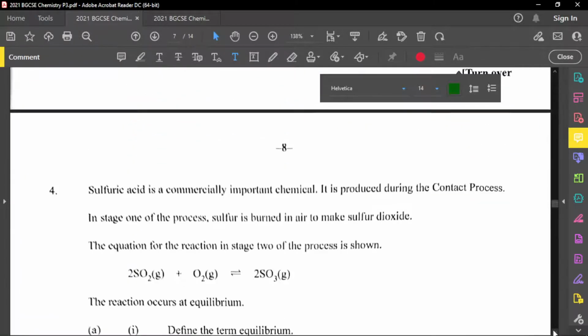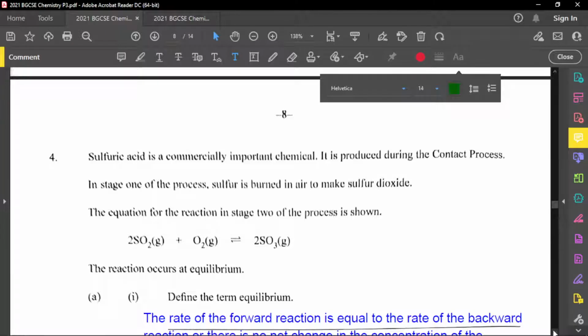All right, so the next question is question number 4, the last question in section A. It says sulfuric acid is a commercially important chemical. It is produced during the contact process. In stage 1 of the process, sulfur is burnt in air to make sulfur dioxide. And here now is the equation for the reaction in stage 2 of the process. So in the first stage, you produce sulfur dioxide, but in the next stage, you produce sulfur trioxide.